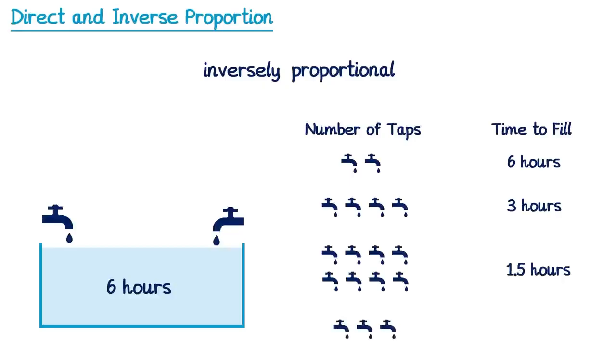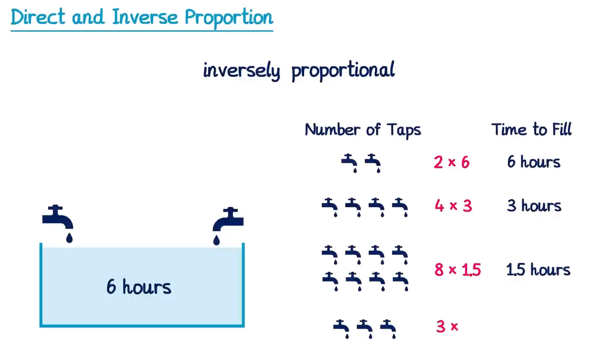We can spot a pattern if we look at the ones we've worked out already. When we had 2 taps, it took 6 hours, and if you do 2 times 6, you get 12. When we had 4 taps, it took 3 hours, and if you do 4 times 3, you also get 12. When we had 8 taps, it took 1.5 hours, and 8 lots of 1.5 is also 12. So when things are related in this way, they will always multiply to give some constant number.